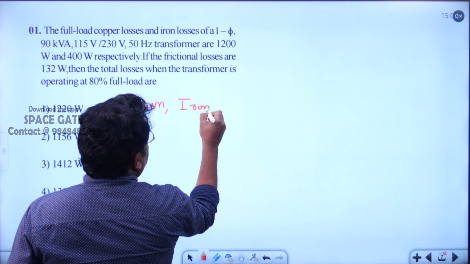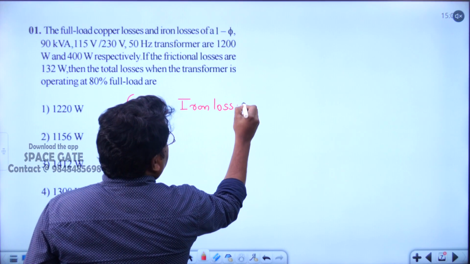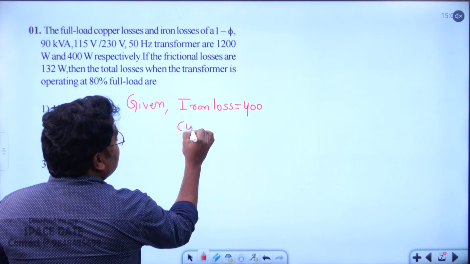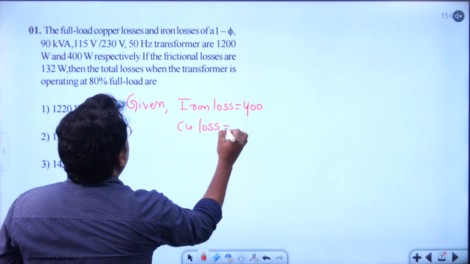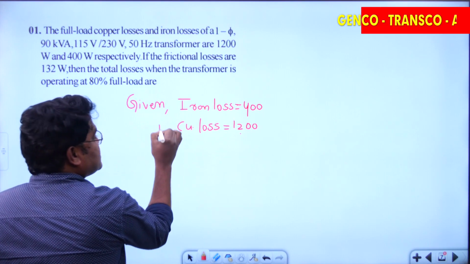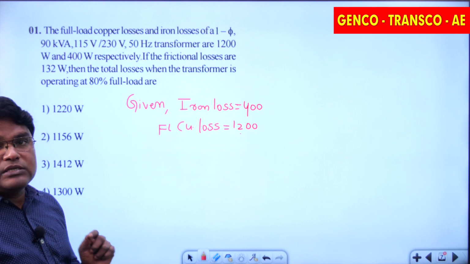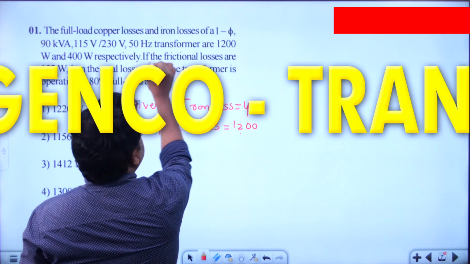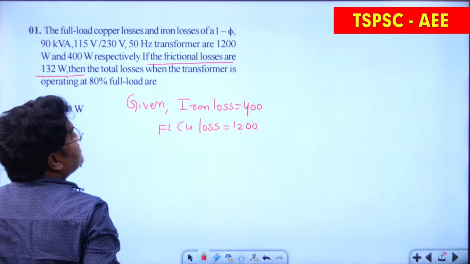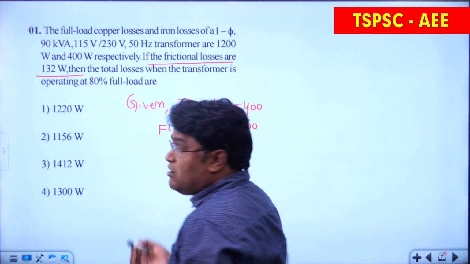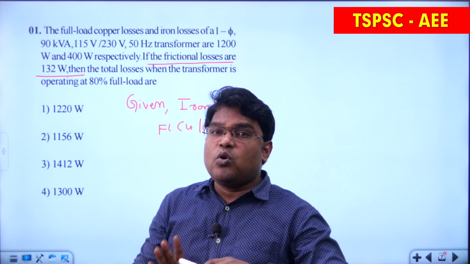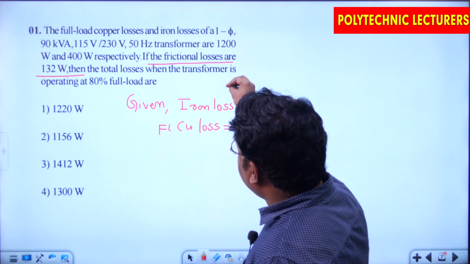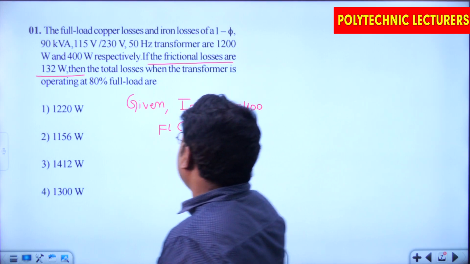So the iron loss is equal to 400 watts, and next the copper losses are also given, equal to 1200 watts, the full load copper losses of the transformer. In addition, the frictional losses are given. But in the case of a transformer there are no rotating parts, so there are no frictional losses. It is only dummy data in this question.